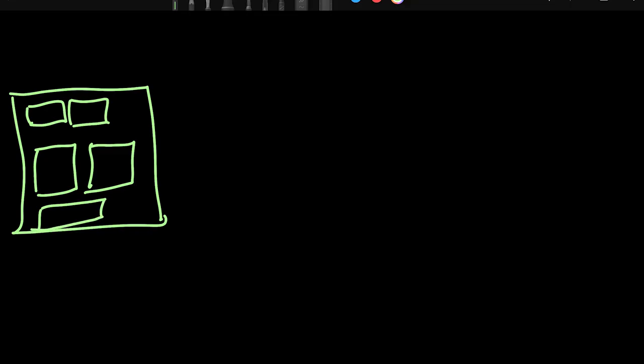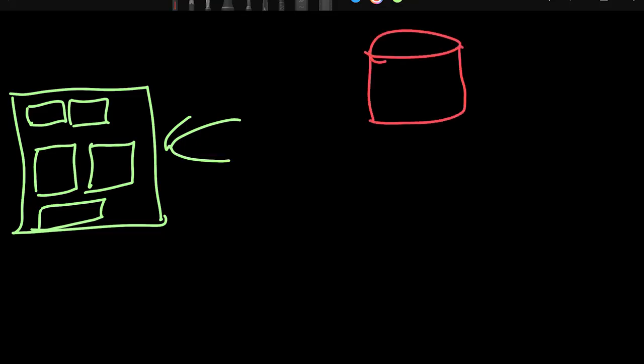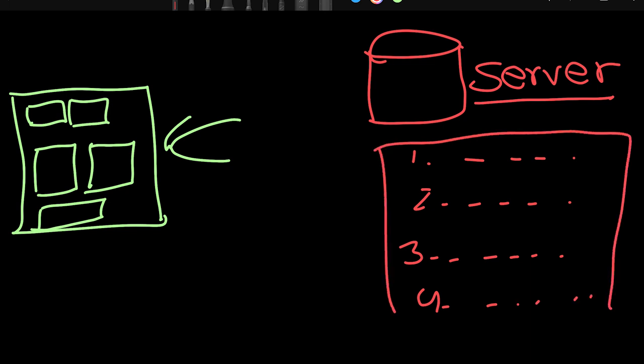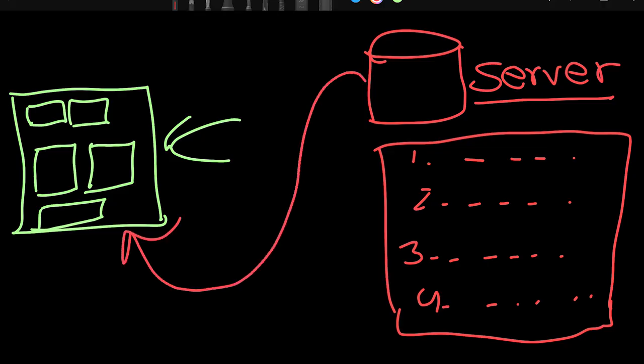Okay, but what if you had to get these questions from somewhere else? For example, maybe you have a database, or you have, in this case, a server. And the server has a bunch of questions and a bunch of answers. And you want to take the questions and answers that the server will provide to you, and you want to put that inside your page. How are we going to do that?